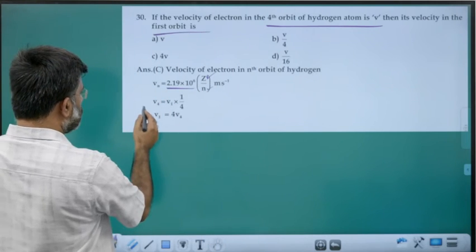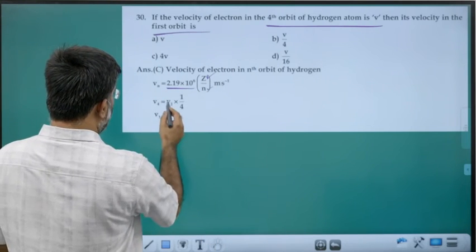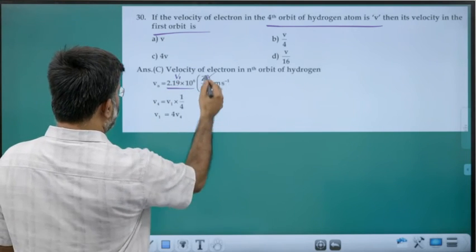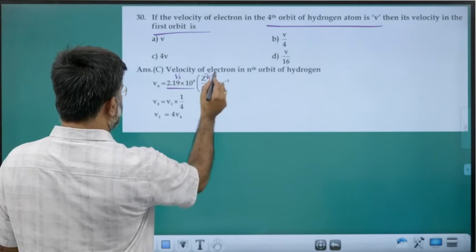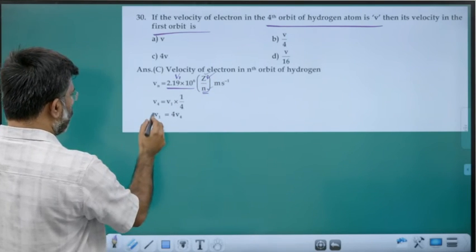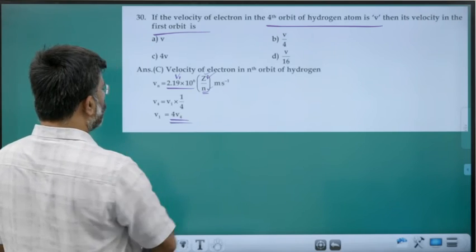V4 is V1 into 1 by 4. For hydrogen atom Z is equal to 1, so for the fourth orbit n equal to 4, V4 is V1 into 1 by 4. So what is V1? 4 times V4.